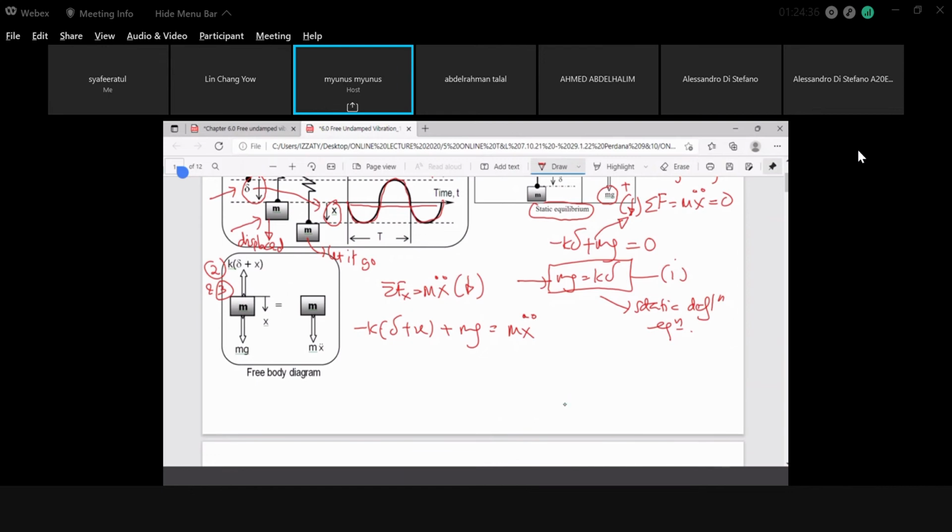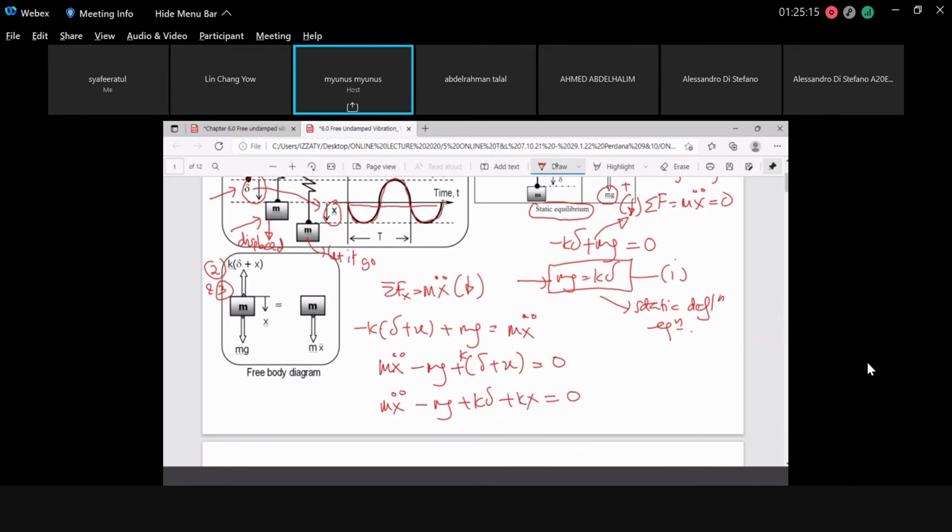Then you open up the bracket, or perhaps you bring in one equation. Yeah, you find mx double dot minus mg, minus becomes plus k delta. Or perhaps in the very beginning, let's do this one after another. Positive, delta plus x. Open up the bracket equal to 0. So this is mx double dot minus mg plus, this one I missed, k delta plus kx equal to 0.